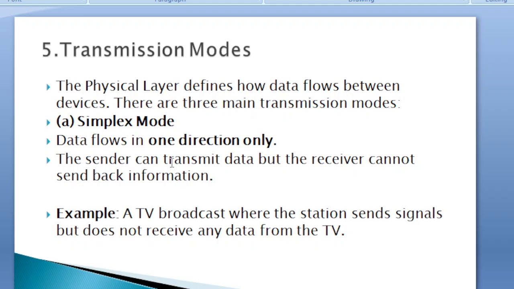And next is transmission modes. Transmission mode in the physical layer defines how data flows between devices. That is, we can send data through this transmission mode. There are mainly three transmission modes: simplex, half duplex, and full duplex. In simplex mode, data flows in one direction. The sender can transmit data, but the receiver cannot send back information. For example, a TV broadcast where the station sends signals but does not receive any data from the TV.